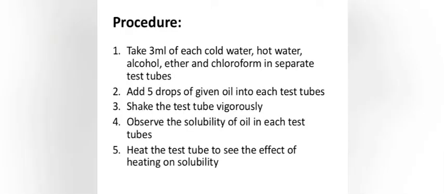Procedure: take 3 ml each of cold water, hot water, alcohol, ether, and chloroform in separate test tubes. Add 5 drops of the given oil into each test tube. Shake each test tube vigorously and allow it to stand. You will observe the solubility of oil in each test tube. Heat the test tubes to see the effect of heating on solubility.